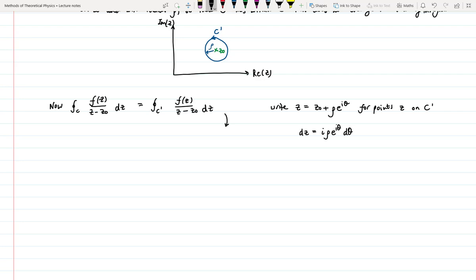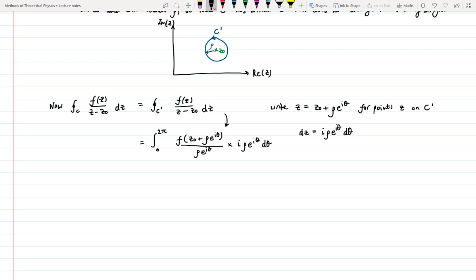Performing this substitution, this integral becomes the integral, and now that we're parameterized in terms of theta, the integration range for the entire circle is going to be from 0 to 2 pi of f of z, which becomes f of z0 plus rho e to the I theta, divided by z minus z0, which is rho e to the I theta, times I rho e to the I theta d theta.